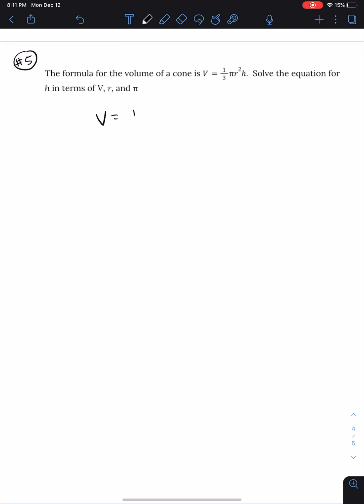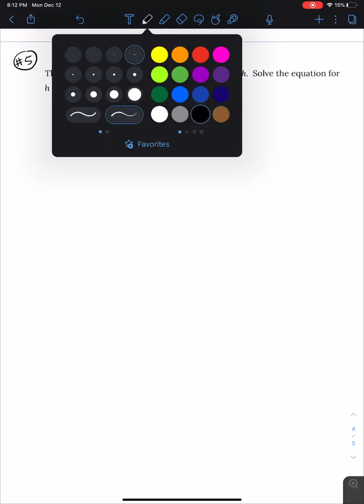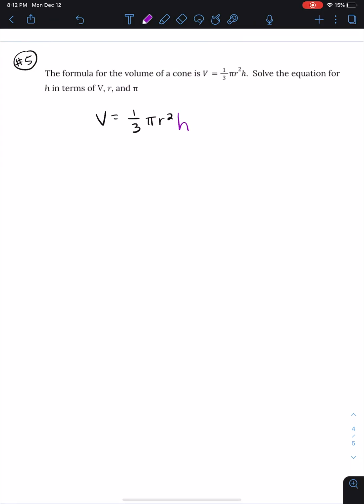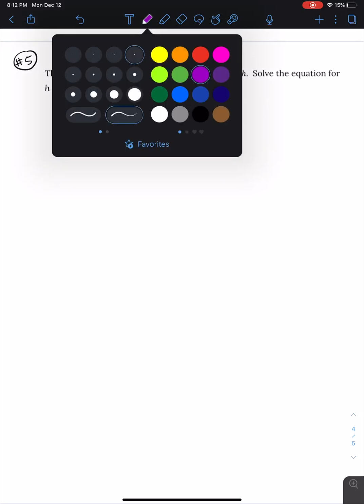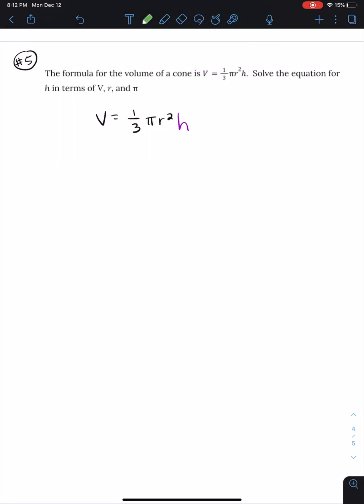So we have volume is equal to 1/3 times pi times the radius squared, and I'm going to put the height in another color. That way we remember that this is what we're solving for. So we're really trying to isolate h. So the quick way to think about this, it just would not be in a simplified form, is that we want to get rid of all of this stuff here.